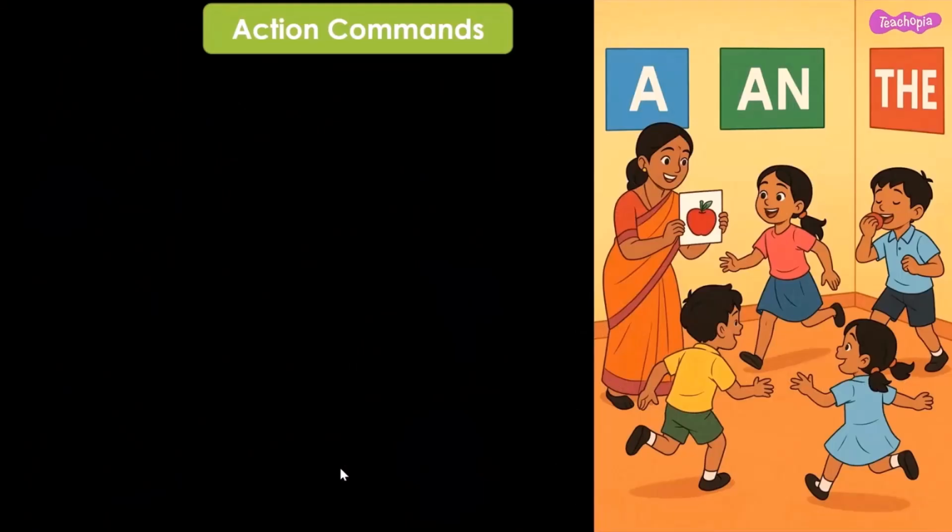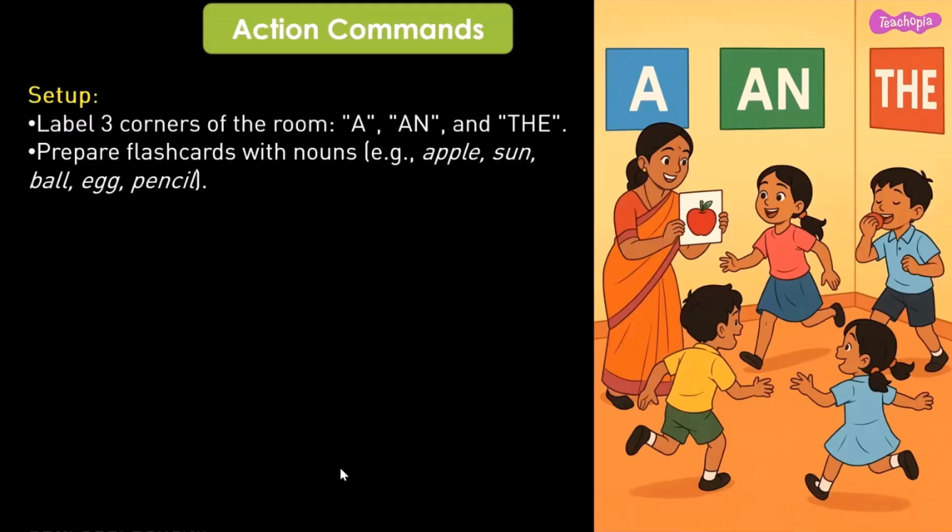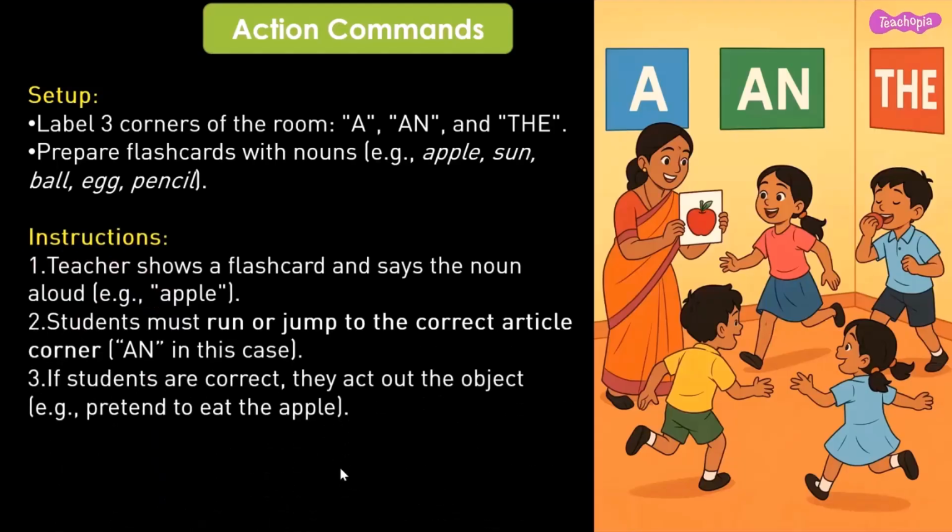The action commands for this particular activity for grade 5 are as follows. The teacher sets up a classroom by labeling 3 corners of the room A, An, and The. She then prepares flashcards with nouns, for example, apple, sun, ball, egg, pencil. Next, the teacher shows a flashcard and says the noun aloud. For example, the teacher calls out the noun apple.